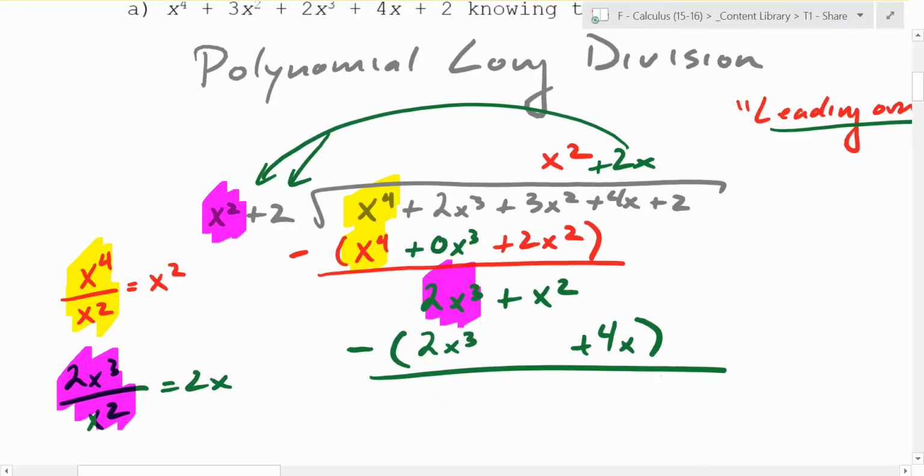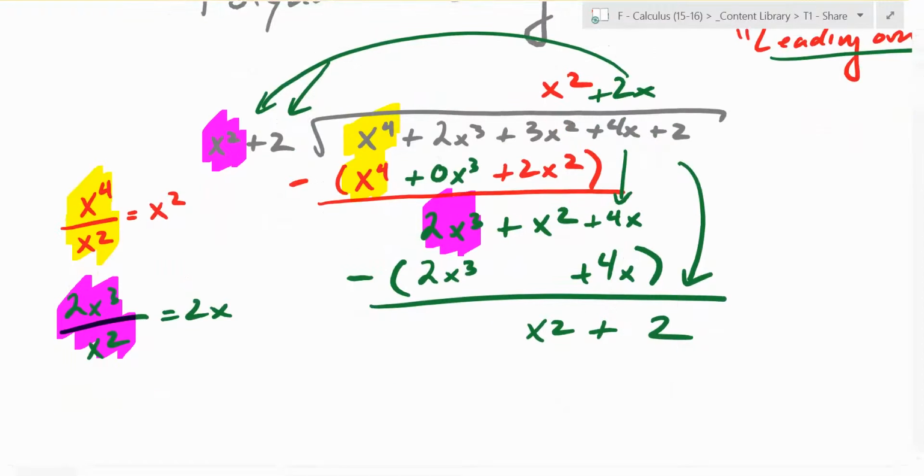X squared plus 2. Careful. There's a 4x there, right? Yeah, so what's... Oh, x squared plus 2. Oh, I see. You brought the 2 down. Oh, excellent. I like that. That's good. What's the new leading term?